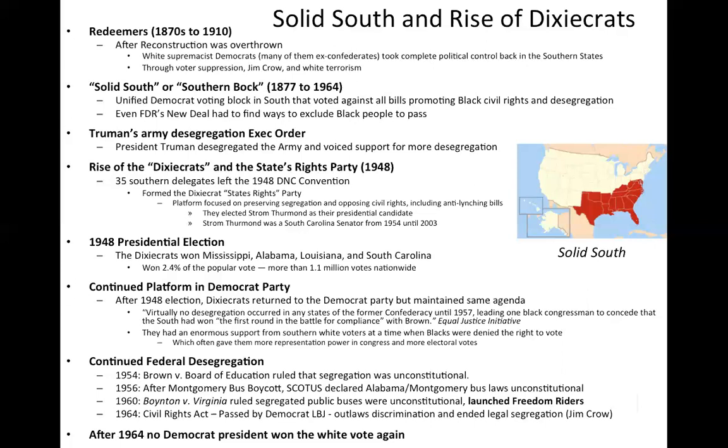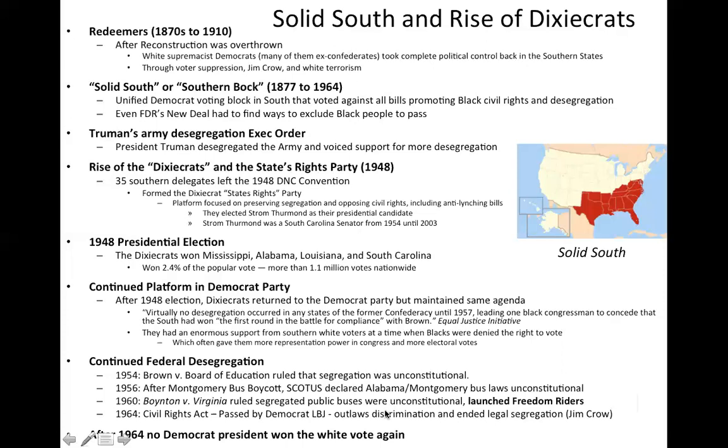That launched Supreme Court cases that outlawed separate but equal public transportation accommodations. We see public housing, public buses. Boynton versus Virginia ruled segregated public buses were unconstitutional and launches the whole Freedom Riders, the people that would go into the South and basically get beat up trying to force the federal government to enforce these new rules.